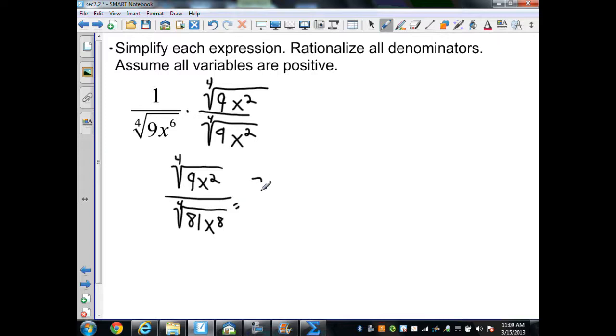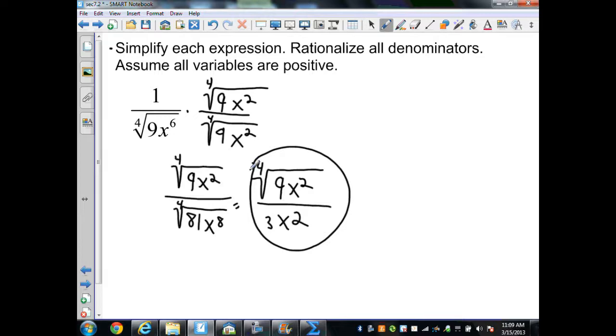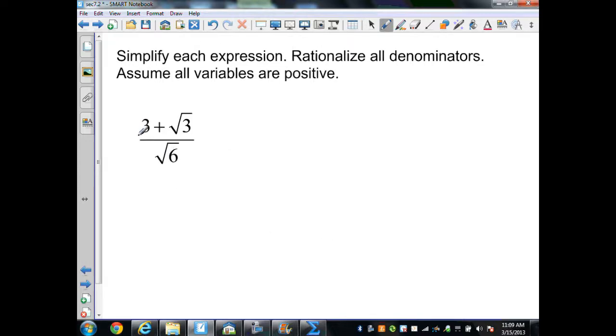Then we simplify the numerator, the 4th root of 9x squared, over the 4th root of 81 is 3. 3 times 3 is 9, times 3 is 27, times 3 is 81. And the 4th root of x to the 8th is x squared. And that's my solution.